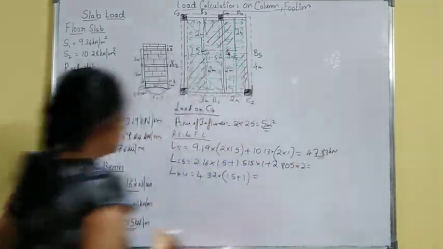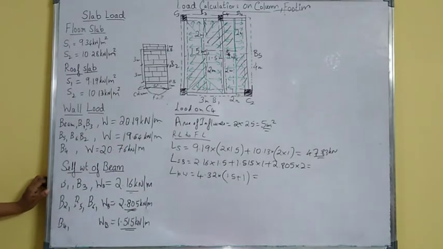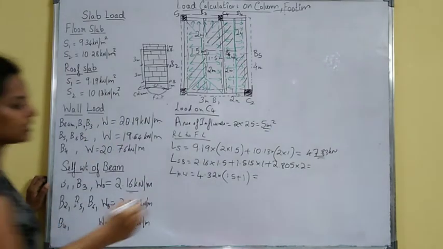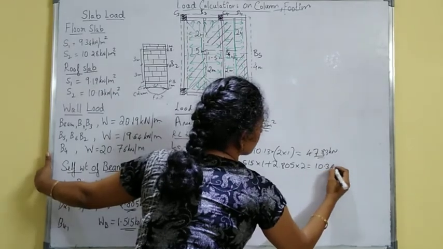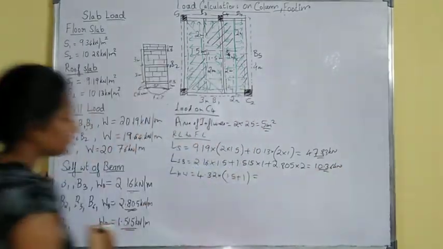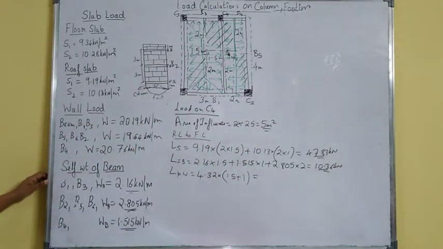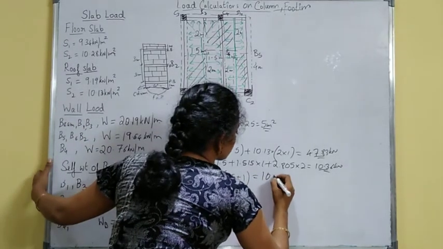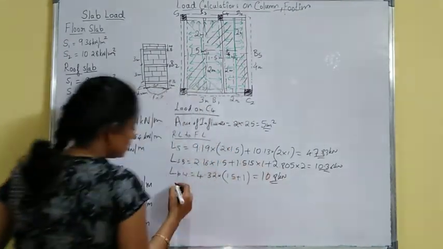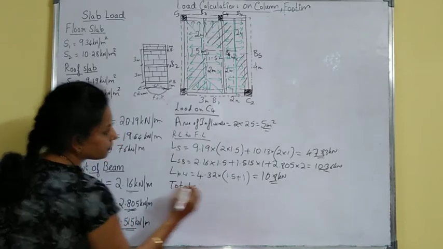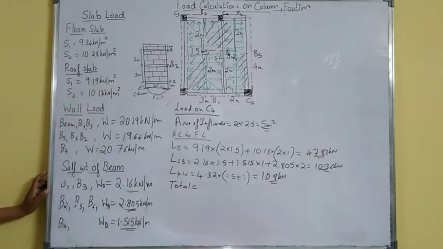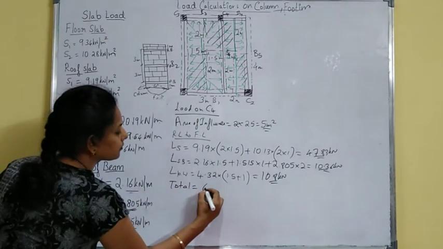kilonewton. Next, sulfate, you have 10.36, and last from the parapet wall you will have 10.8. Therefore total, how much it is? 68.99.